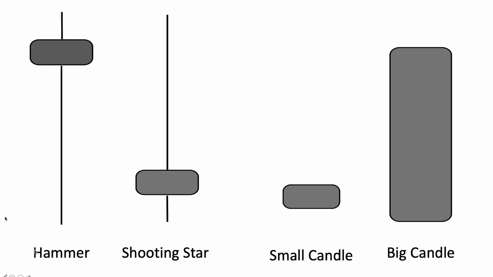Hammer, this looks like a hammer, right? The hammer just means that there's a strong rejection off of this level, closed much higher than the low of the day. The shooting star is the inverse. A small candle is basically the size of the candle, so this is small. It can be green or red. A small candle is just very, very small, proportional to everything else on the chart. And then a big candle is basically a huge candle in size relative to everything else.